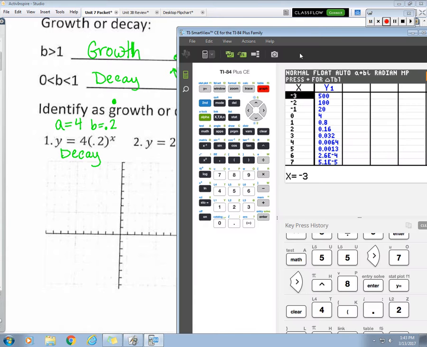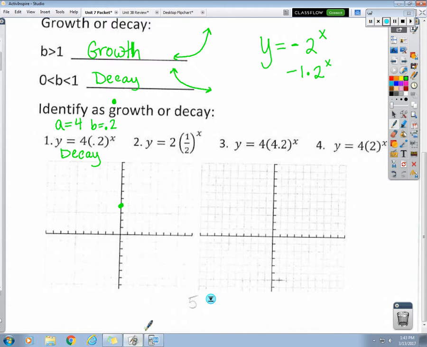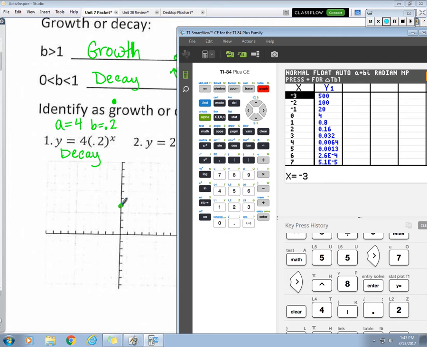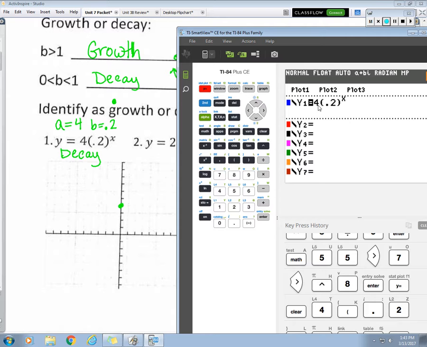Okay, then after that, my next nice point, 0, 4. 1, 2, 3, 4. That point is also known as the starting point, or the y-intercept. Y equals 4 in parentheses 0.2 and then raised to the x power.